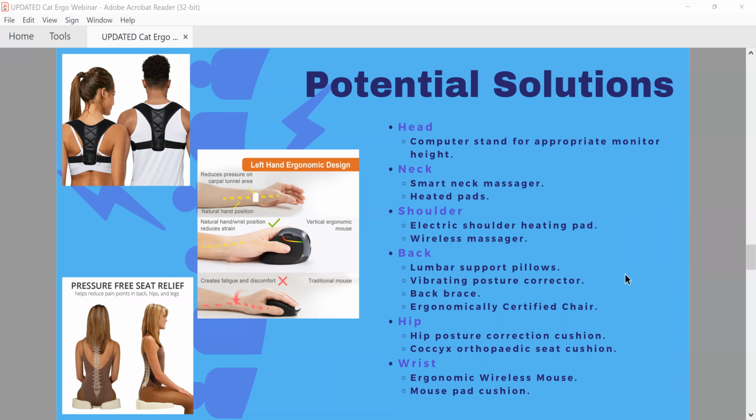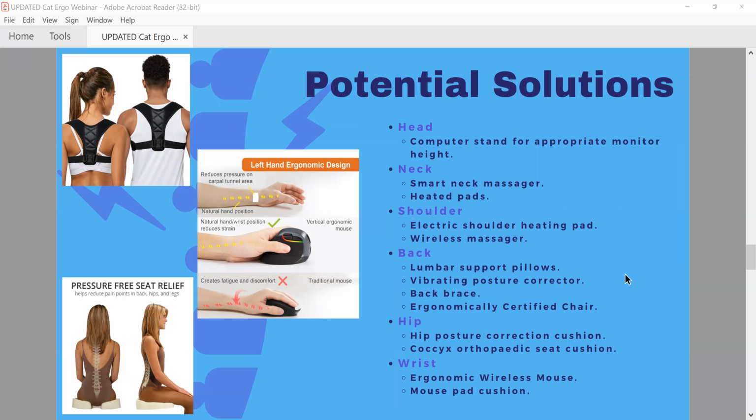We already talked about some solutions and alterations you can make to your work environment, but here are some physical tools you can use to gain relief. If you have pain in your head, you may need to use a computer stand if your monitor cannot be raised or if you are too tall. So if needed, using a stack of books can be a good alternative to this.